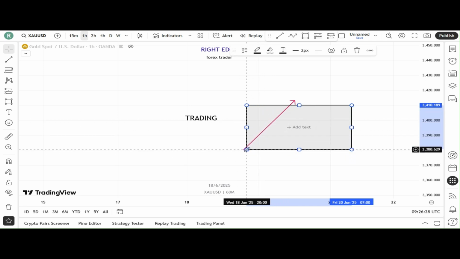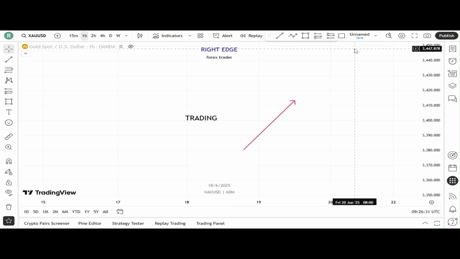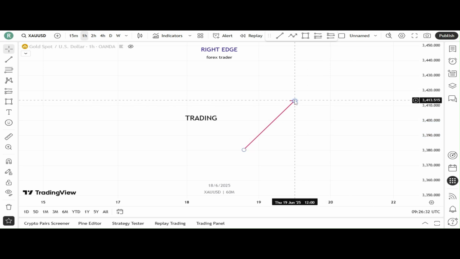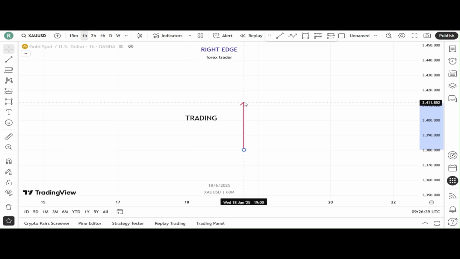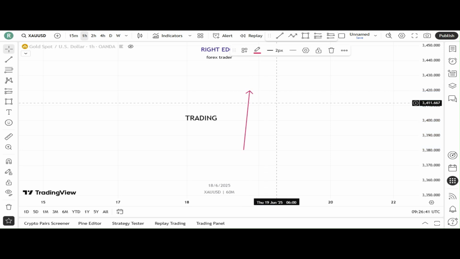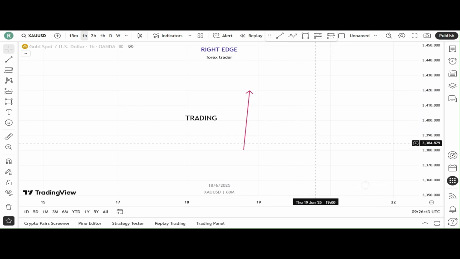So you can see the weight of your profit. All right. So where it started here, it rose until this level, and then you sold. See the length of this arrow. That is the length of your profit.